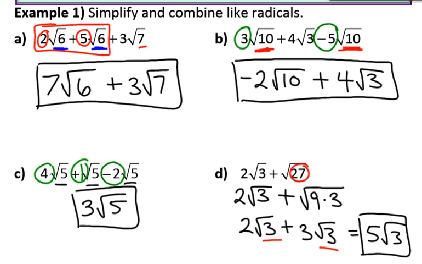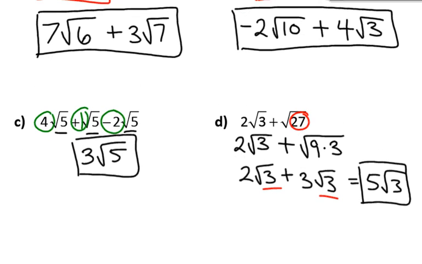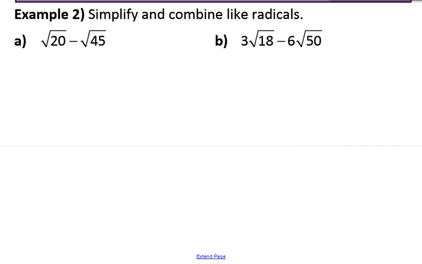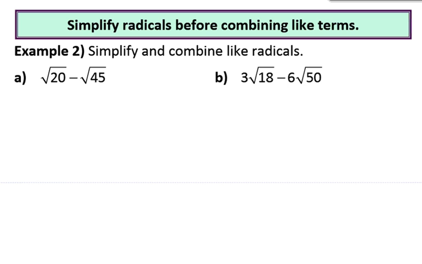We've done this before. The only thing you have to watch out for is simplifying before you add or subtract like terms. That's exactly what you see in this next example, simplifying before combining like terms. We've already talked about that with the above example. With square root of 20 and square root of 45, both of those have perfect squares in them. 20 has the perfect square of 4, and 45 has the perfect square of 9.